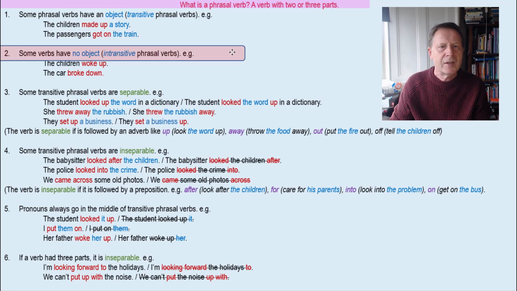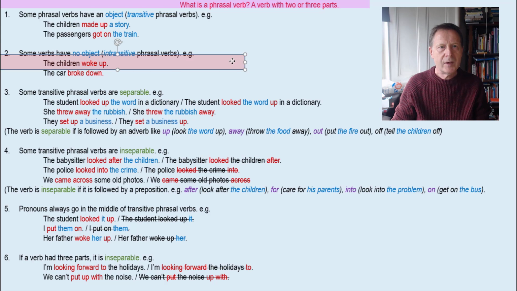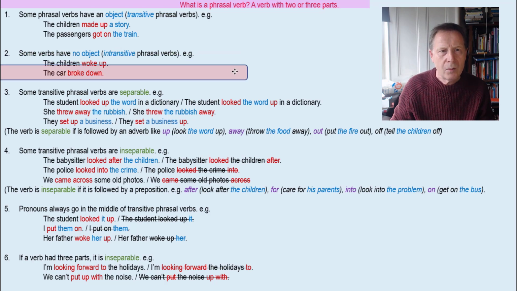Let's look at some examples of phrasal verbs which don't have an object. Now these are called intransitive phrasal verbs. 2 examples. The children woke up. The car broke down. You see, there is no object.